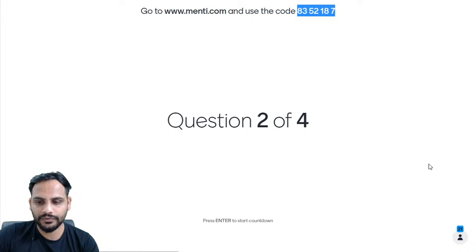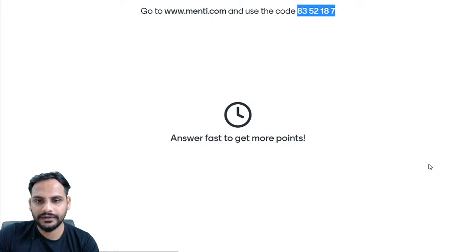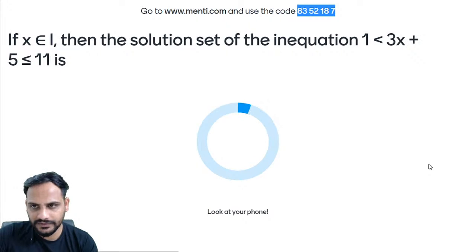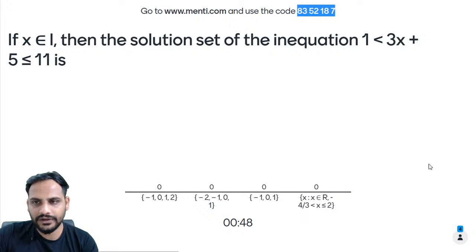Why is it a bit slow today? Question number 2 is this. Okay, let's see how you solve it. If x belongs to integers, then what is the solution set of the inequation 1 < 3x + 5 <= 11?